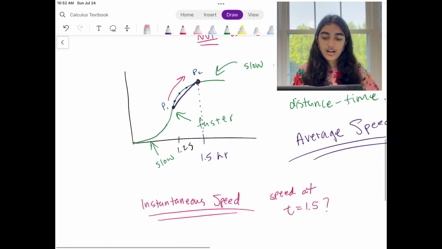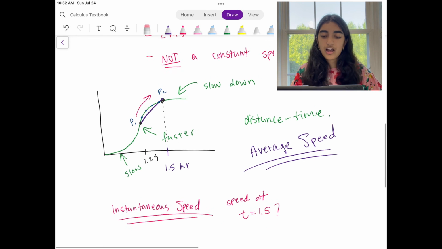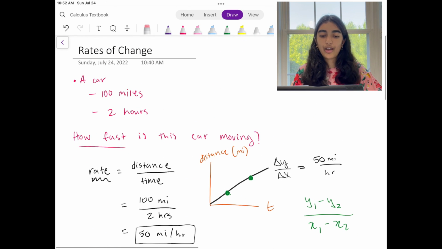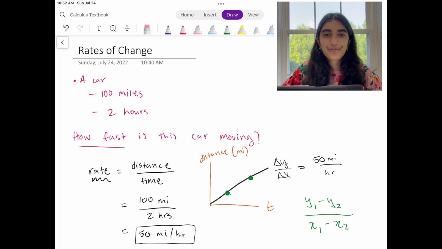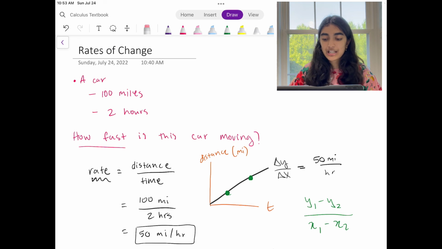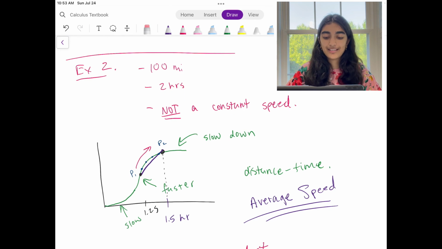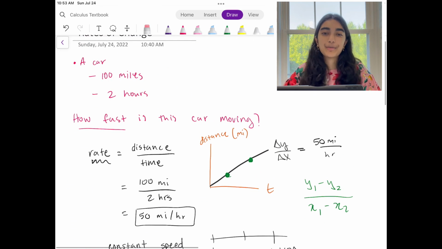Okay, I think I'm going to leave it at that for this video, and in the next video we will look at limits in more detail. I hope you learned something new. I hope you got an idea for what rates of change are, what the average rate of change is, and what the instantaneous rate of change is, and we'll dig into limits in our next video.